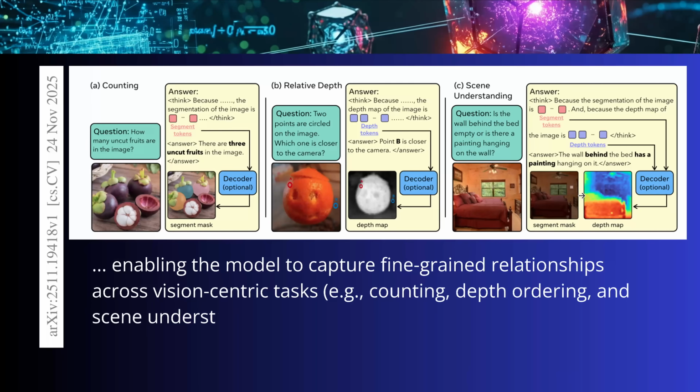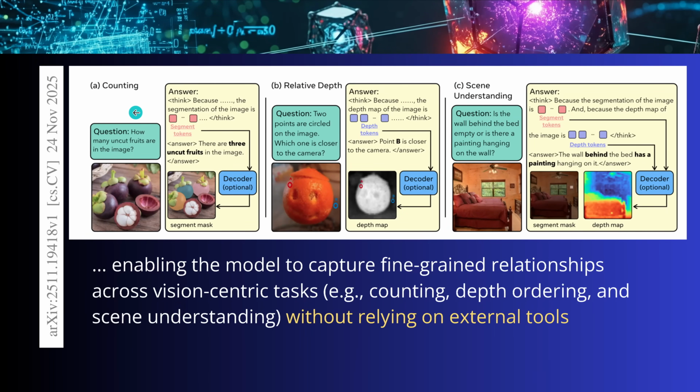Now, it is interesting because they go here with different ideas. They have the counting here in the image, then they have a relative depth estimation of the image, and they have a scene understanding here. So you have a segmentation mask here, and SAM3 is beautiful. But enabling the model to capture the fine-grained relationships across the vision-centric tasks, like counting or the depth ordering or the scene understanding, all of this is done without relying on external tools. And you might say, hey, where's the symbolic AI?